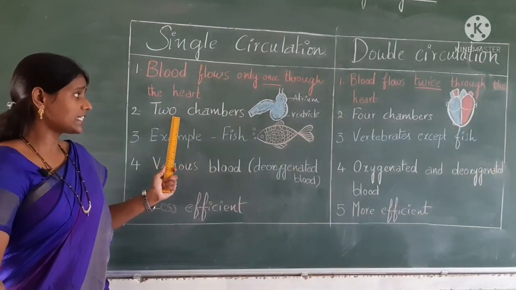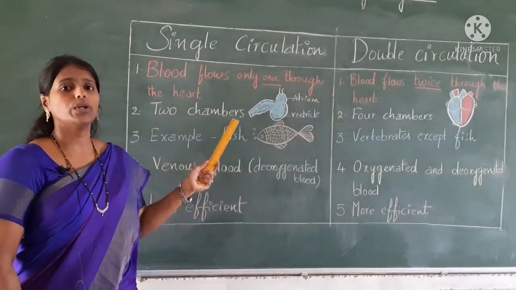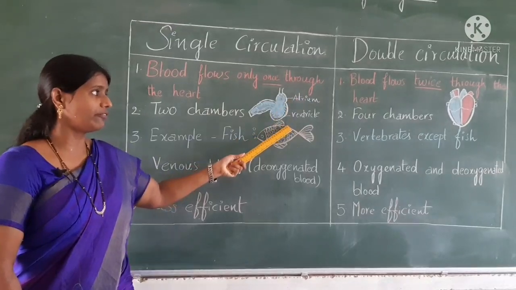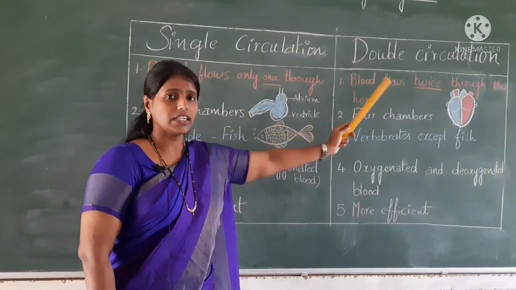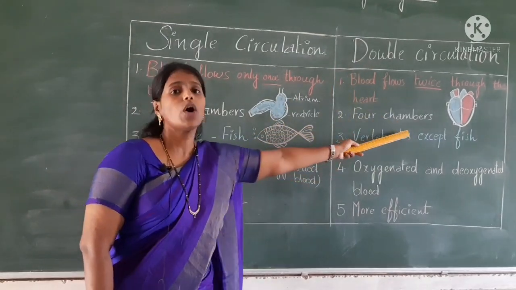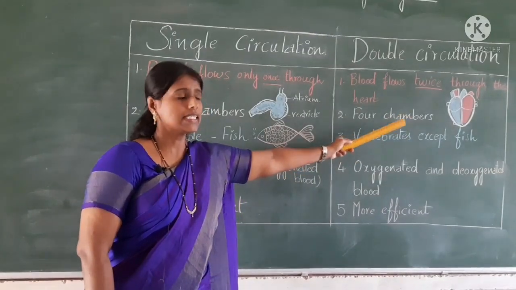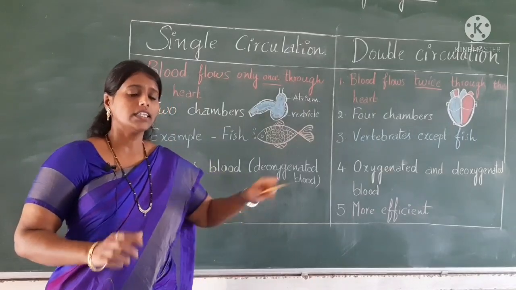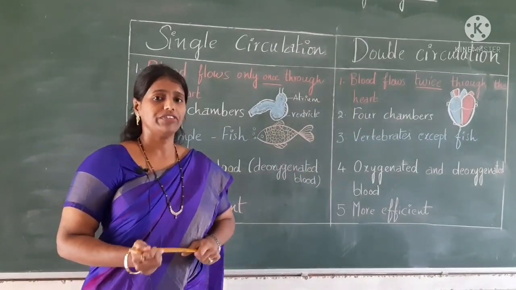Now in single circulation, heart is only two chambered. It has only one atrium and one ventricle. In double circulation, the heart is four chambered. That is, the upper two chambers are called as auricles, the lower two are called as ventricles.